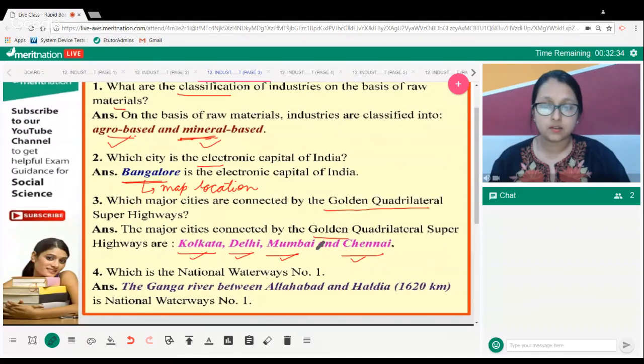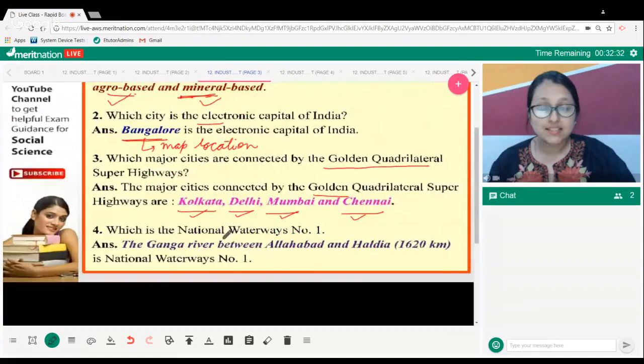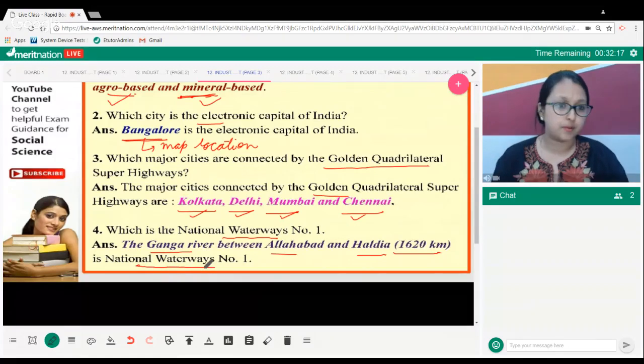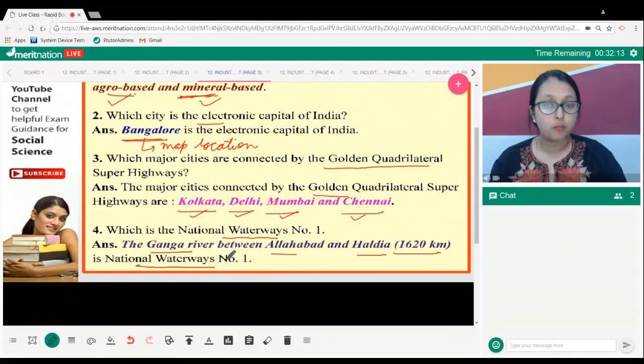Fine. Let's move forward. Which is the national waterways number one? The Ganga River between Allahabad and Haldia, which is 1620 kilometers, is national waterways number one. Only this much you need to remember. Fine. So I'm moving ahead with the class.